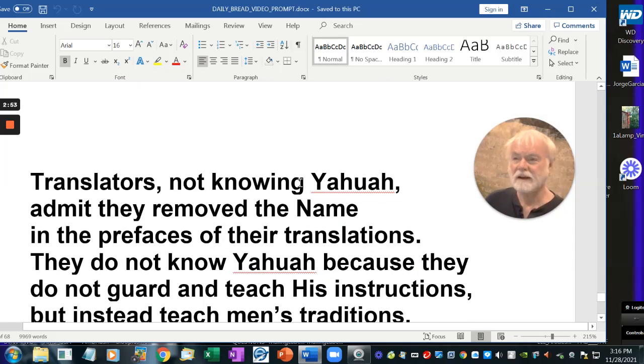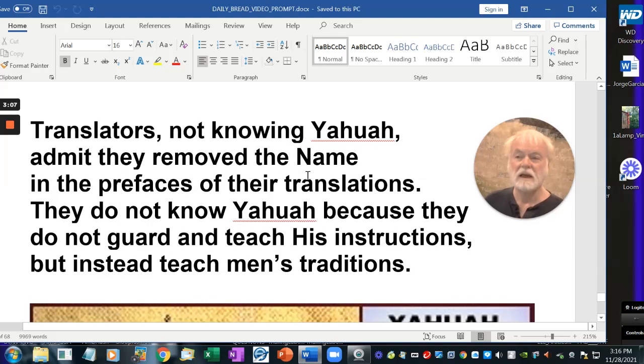Translators, not knowing Yahuah, admit that they remove the name in the prefaces of their translations. They do not know Yahuah because they do not guard and teach his instructions, but instead teach men's traditions. They despise his commandments. They don't have any love for them, so they don't know him. And yet they teach and translate and so forth.